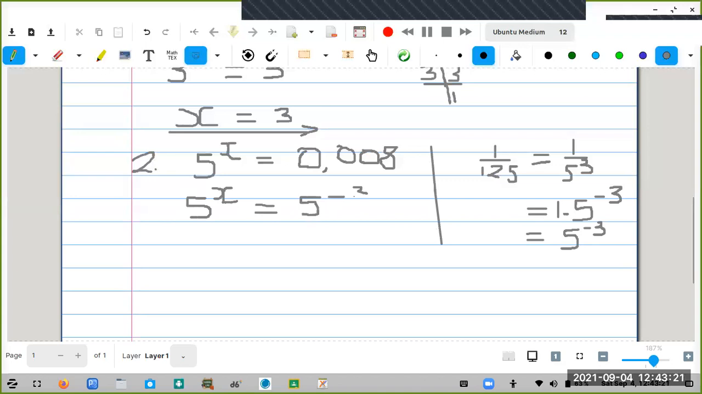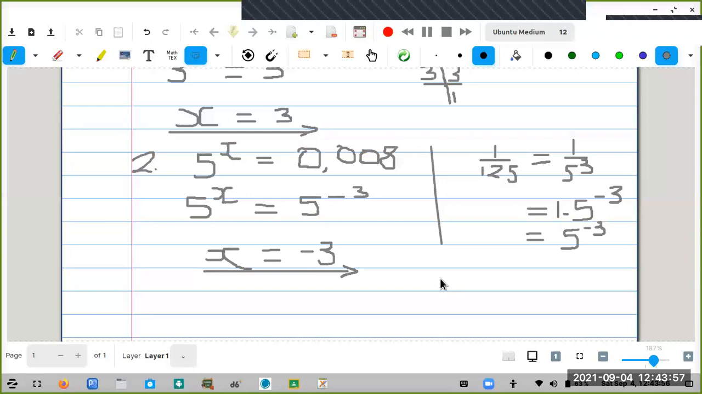Now, we now have a common base on the left-hand side and right-hand side. Our common base is what? 5. So we now equate the exponent parts. On the left-hand side, we've got exponent x, which is equal to exponent negative 3 on the right-hand side. Now, this one is simplified. There's nothing to simplify on the left-hand side, and there's nothing to simplify on the right-hand side, which means this is our answer.